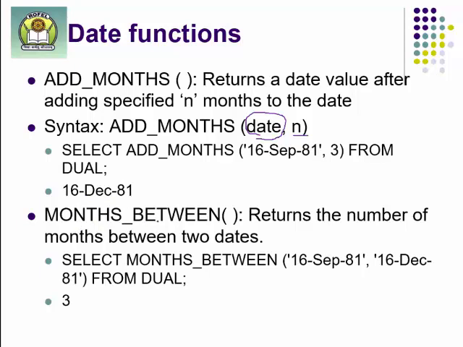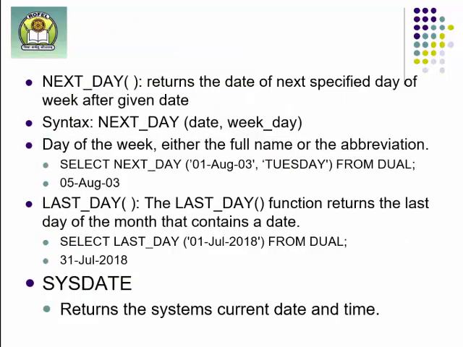MONTHS_BETWEEN function will return the number of months between two dates. दो dates के बीच में कितने months आए वो return करेगा. For example, select months_between 16 September 81 and 16 December 81. So it is going to return how many months in between these two dates? 3 months. This is very interesting.